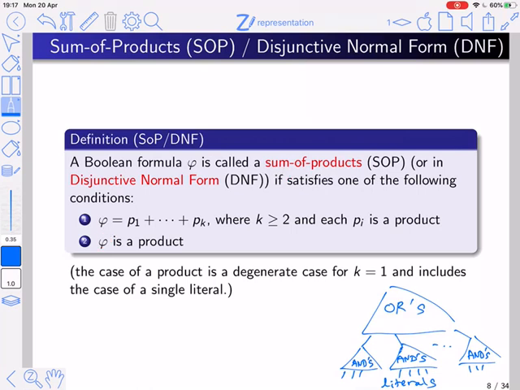If you look at the parse tree of a formula in DNF, then what you will see is that the parse tree has ORs near the root. Below that, it will have subtrees of ANDs, and the leaves of the ANDs will be literals. Okay, so if you're interested in how the parse tree of a formula phi in DNF looks like, it would look something like this.